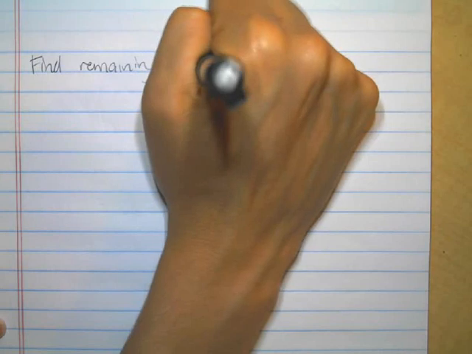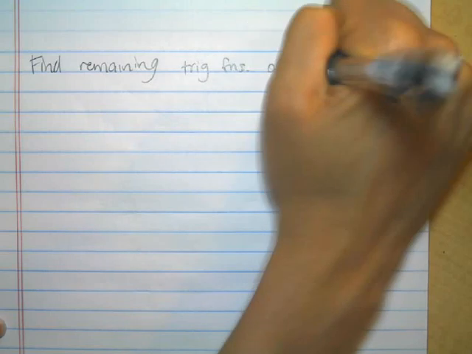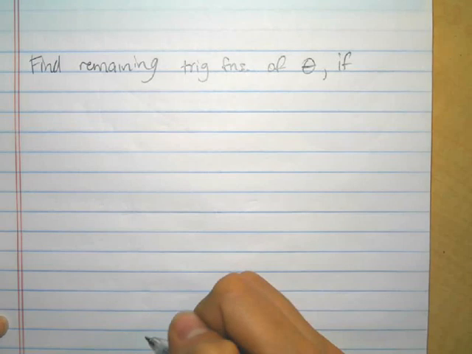So another example will say, find the remaining trig functions of theta if secant of theta equals 13 over 5 and theta is in quadrant... secant of theta is 13 over 5 and sine is less than 0.